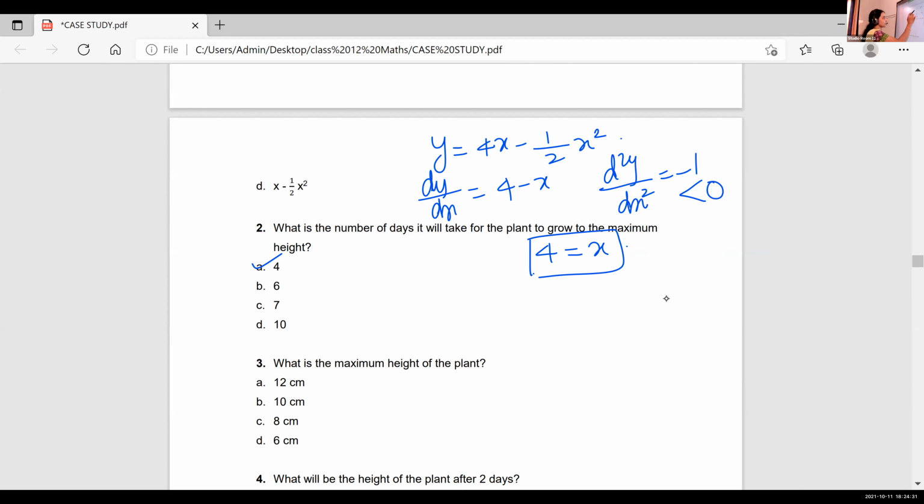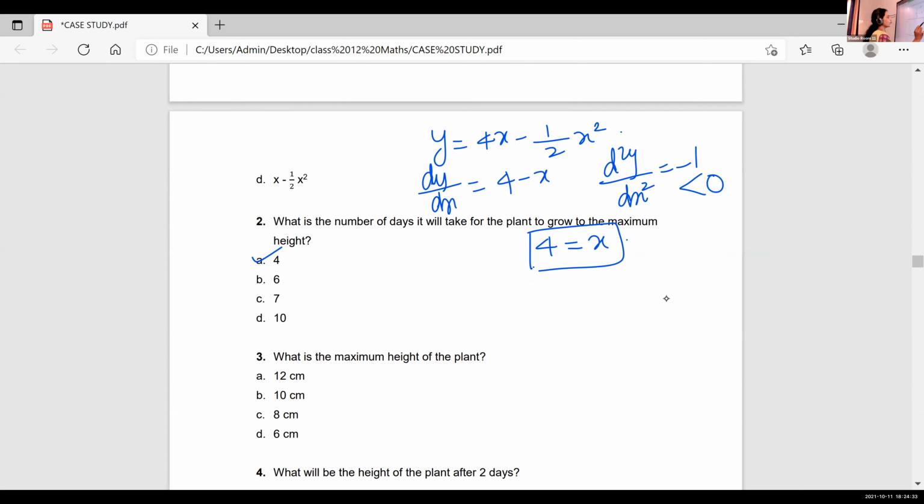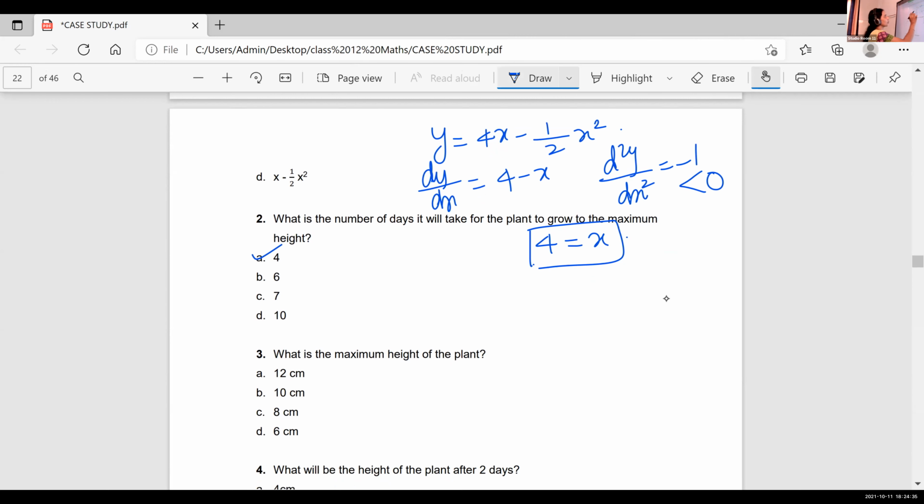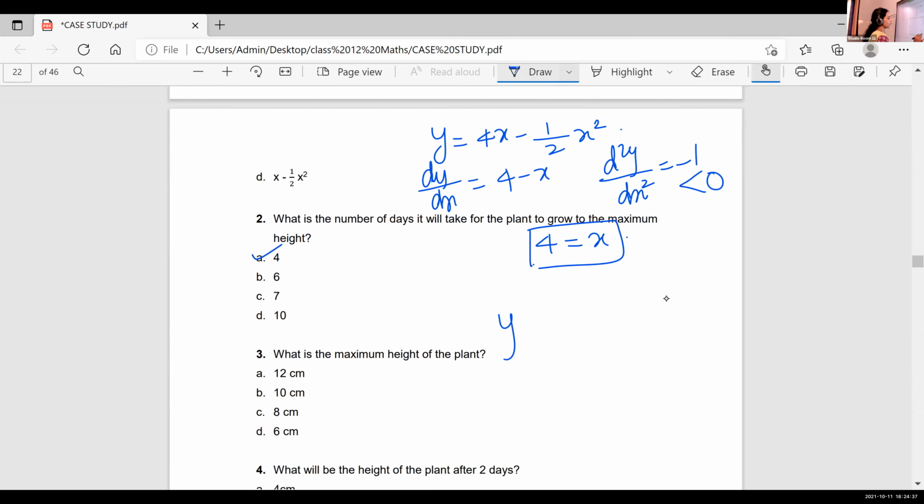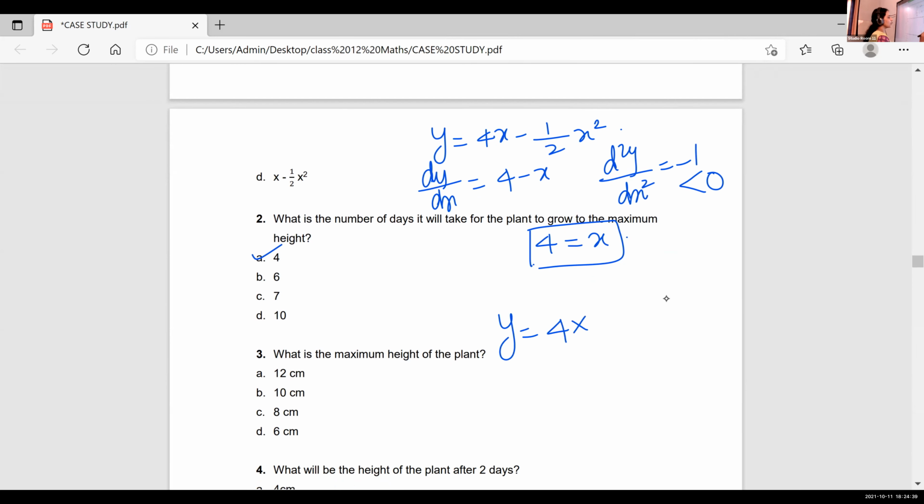How will you get 8? Shubham, check it. We put y as 4. You have to substitute x is 4 in the given function, y is 4 into 4 minus half into 4 square. Half into 4 square means half into 16, so it will become 8. So 16 minus 8, it is? What is the answer? 8.